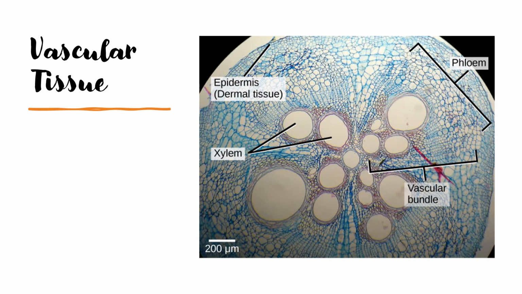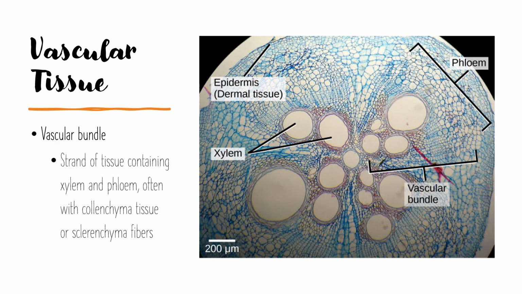Now, vascular tissues, which are again xylem and phloem, form a continuous distribution system embedded in the ground tissue of shoots and roots. In stems and leaves, a vascular bundle is a strand of tissue containing xylem and phloem, often together with collenchyma tissue or sclerenchyma fibers. The tough fibers protect against animals that might otherwise tap into phloem's rich sugar supply.